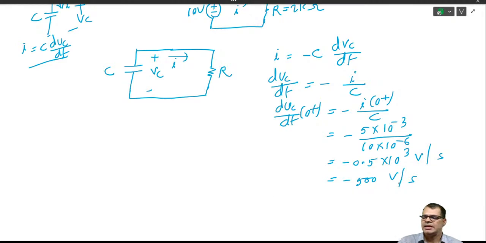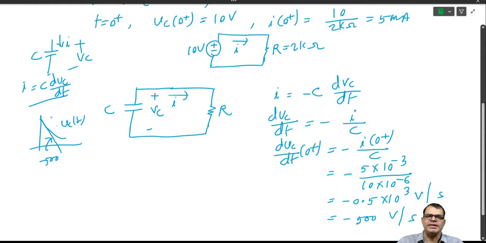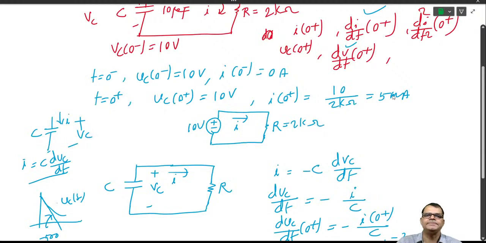That means the initial rate of change of the voltage is minus 500. That means the initial slope of the curve, this will be like this, your VC(t). So obviously this slope is minus 500. Clear? So first find the initial values. Once again, first find the initial values.